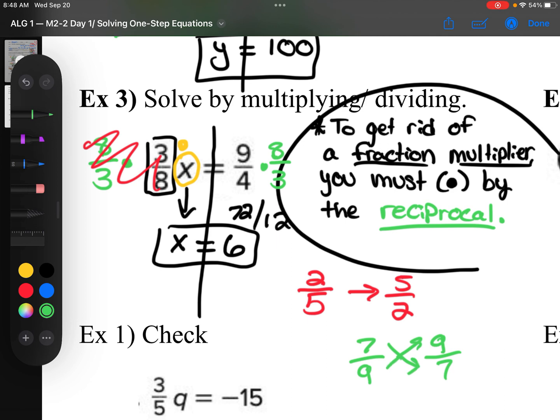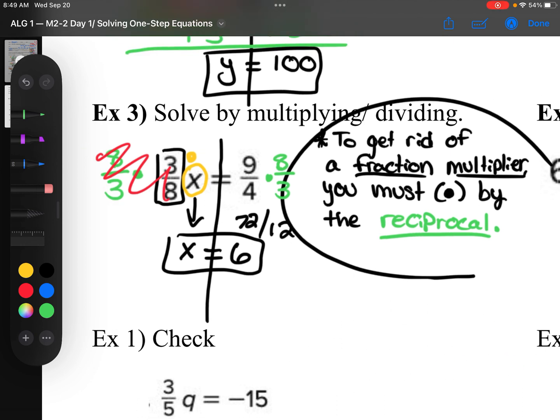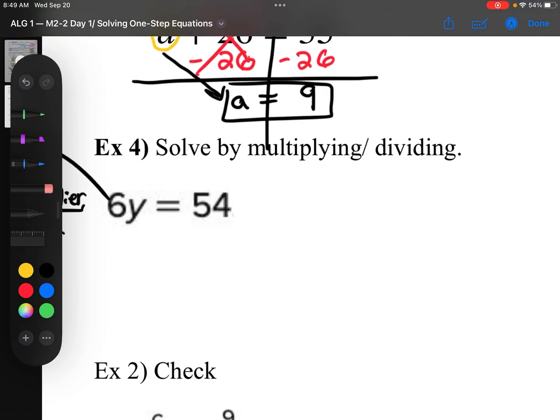Why do they cancel out? Why do they work? Well, if you do 7 times 9 over 7 times 9, they're the same exact thing. So it would just be 1, so it cancels out. So that's why we multiply by the reciprocal. Fancy word here, but all you need to know is it flips the fraction around to get rid of it. Okay, we're going to go here to example 4.